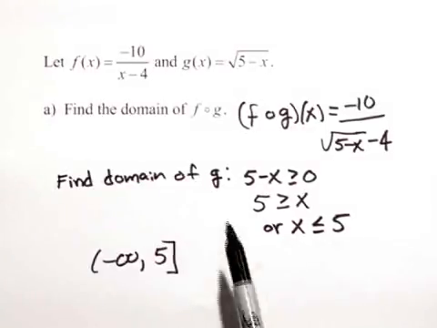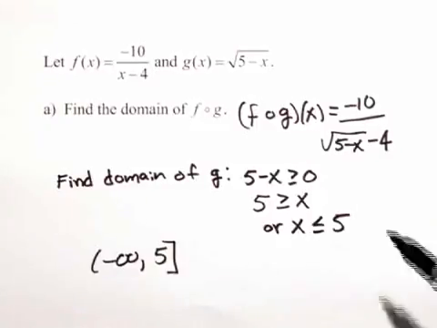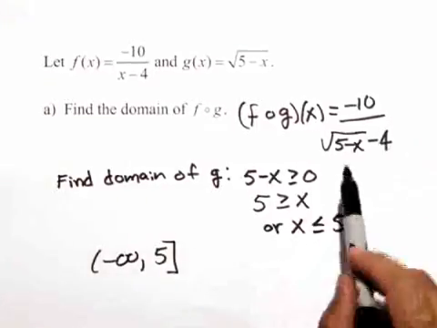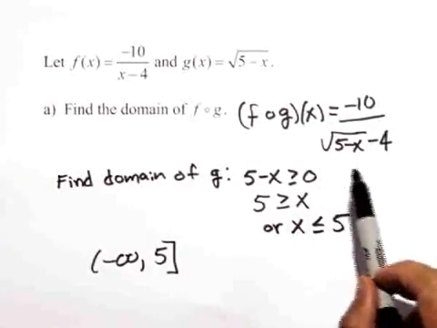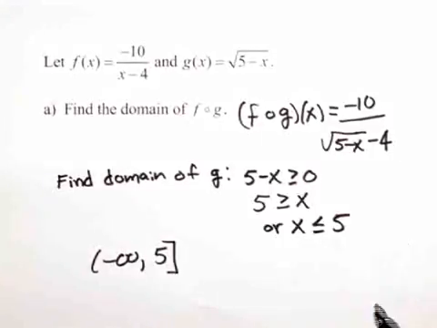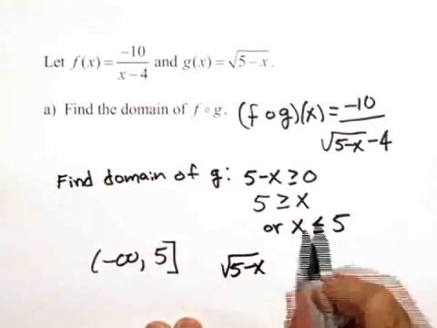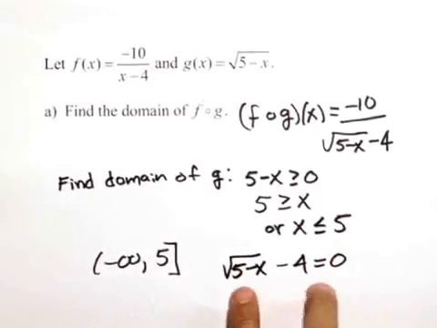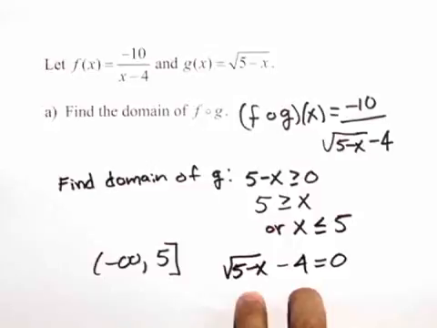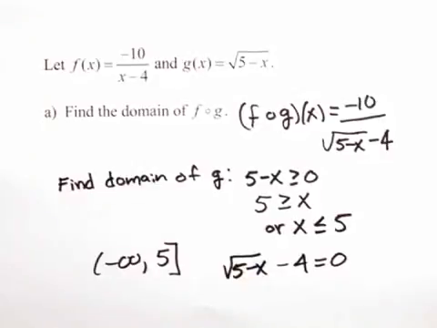So the domain of g is negative infinity to 5, including the 5. Therefore, the domain of f composed of g is going to be a subset of this domain. All right, now let's take a look at our composite function. I see here that I have the square root of 5 minus x minus 4 in the denominator. Now we know that this expression can never equal 0. So we're going to figure out if there are any values of x for which the square root of 5 minus x minus 4 is equal to 0. If we can find these values of x, then we are going to exclude those values from the domain of g, and that's going to be our domain of the composite function. So let's get a clean sheet of paper and we'll finish.